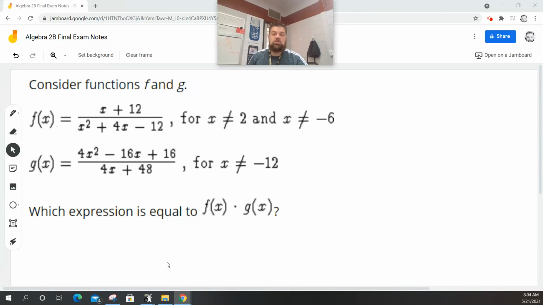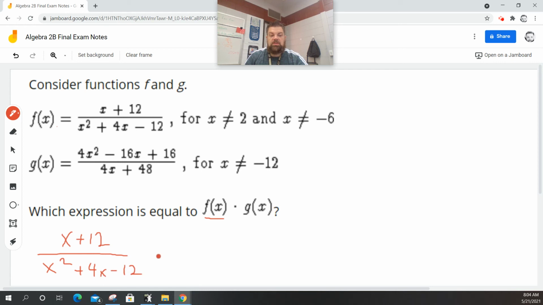All right, so for this next question, they want us to multiply these. So let's write that out. They want me to take f of x, which is x plus 12 all over x squared plus 4x minus 12.